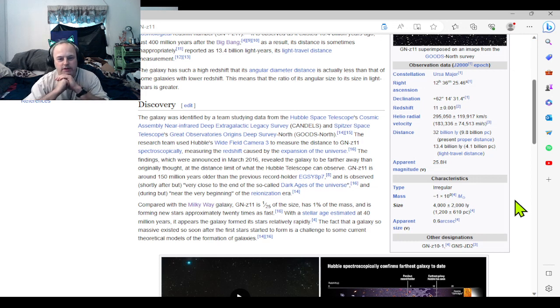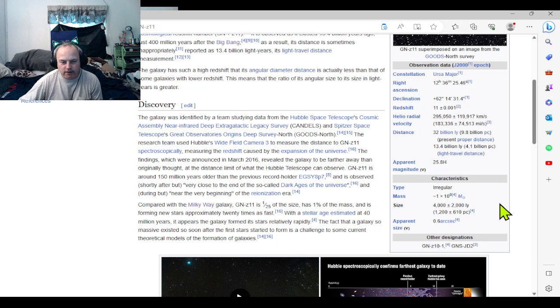So this one's only 4,000 light years across, and it is at 1 times 10 to the 9th in mass of our sun. So it's only 1 billion of our suns rather than 1 trillion. So it's 1,000 times smaller than our galaxy. The galaxy is there, and it could be as small as 1 billion of our suns in mass. The width, 4,000 light years across.